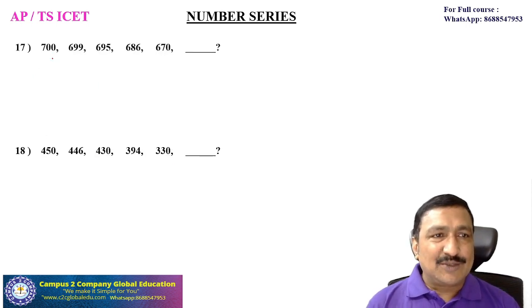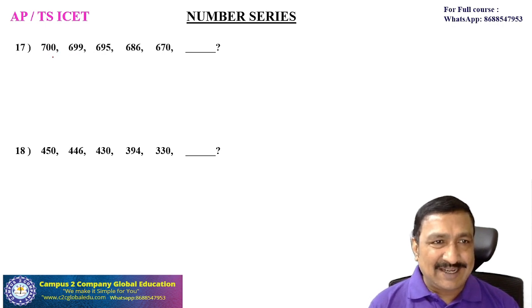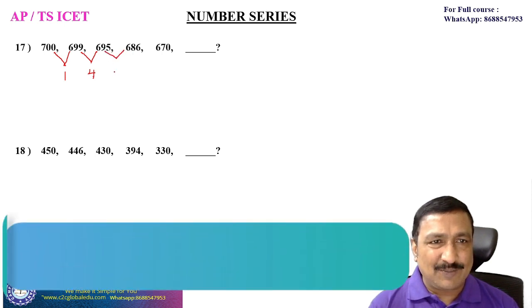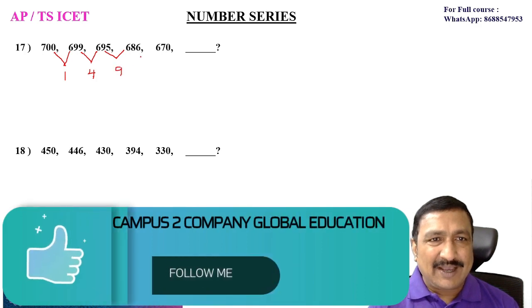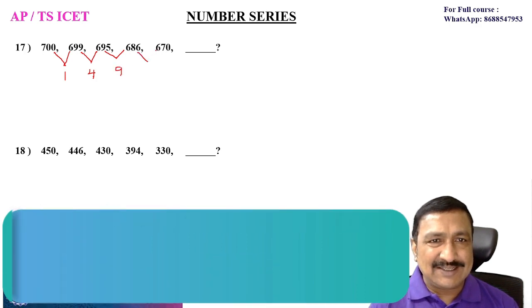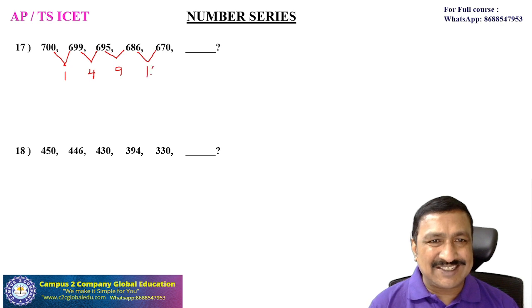Now look at the next problem. So 700 and 699. It's decreased by 1. And 699 and 695 decreased by 4. And 695 and 686 is decreased by 9. And 686 and 670 decreased by 16.